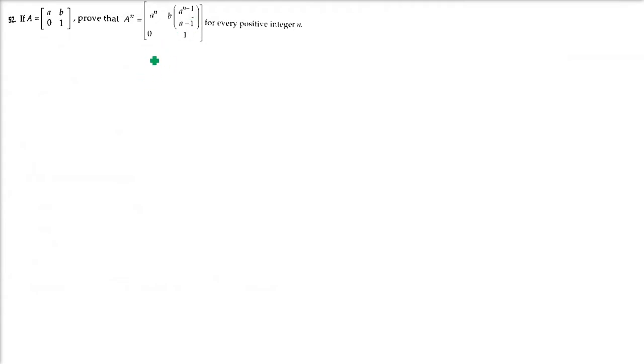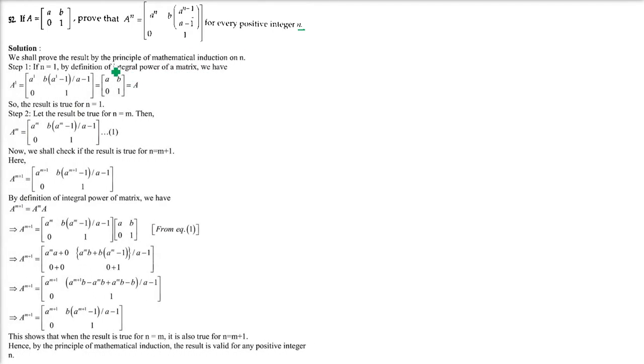Now this one is also of this type. So if you see the question in the book, we need to understand that first. Whether it is b into a raised n minus 1 by a minus 1, you just see. So we'll do it using the principle of mathematical induction.